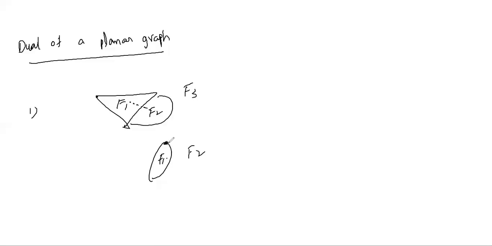There is one common edge. Assume that this is F1, F2. So F1, F2 have a common edge separating them, so you draw a dotted line. Next, here also one common edge will be there, so you draw one dotted line. Okay, this is the second condition.